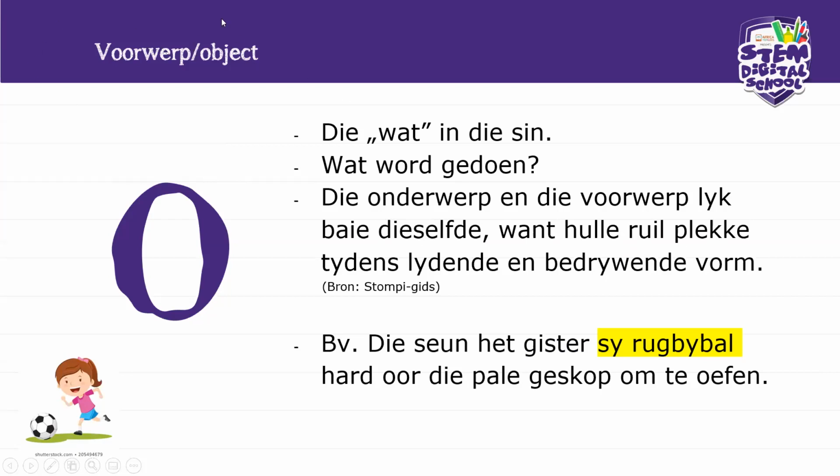Now, when we talk about the object in this sentence, die seun, subject, het, verb 1, gister, time, and then the object is the thing, sy rugbybal. I can't just say rugbybal, because it specifically talks about his rugby ball. That would be the actual object that is not identified, but that is being linked to the subject. Important. Please take a picture.